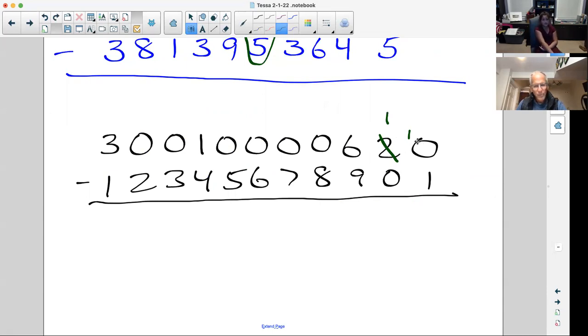We borrow 6, and 6 is too small for 9. So we make it into a 16. And then we borrow that from the 0, which becomes a 9. And then we borrow that from the other 0, which becomes a 9. We borrowed that from the other 0, which becomes a 9. And we borrowed that from the 1, which becomes a 0.